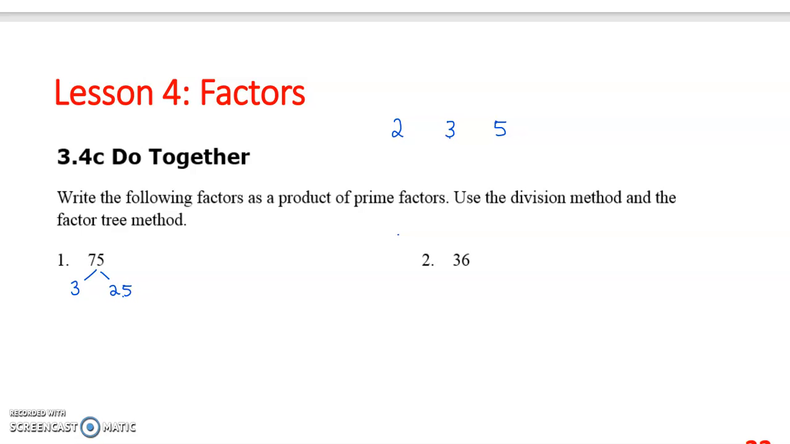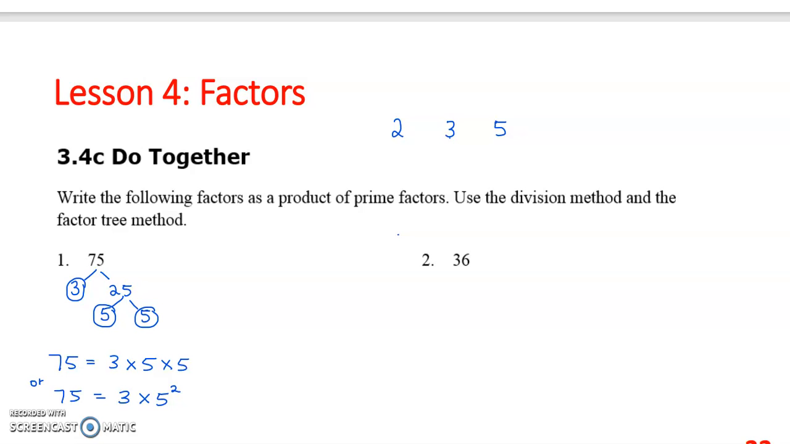It's not divisible by 2 or 3, but we can divide it by 5. And we end up with the answer of 5. And 5 is a prime number, so we're done. So 3 times 5 times 5. 75 is 3 times 5 times 5, or we can write it as 75 is equal to 3 times 5 squared. I like to write it with exponents, so you have to be prepared for both methods. For your answer, either one is perfect though.